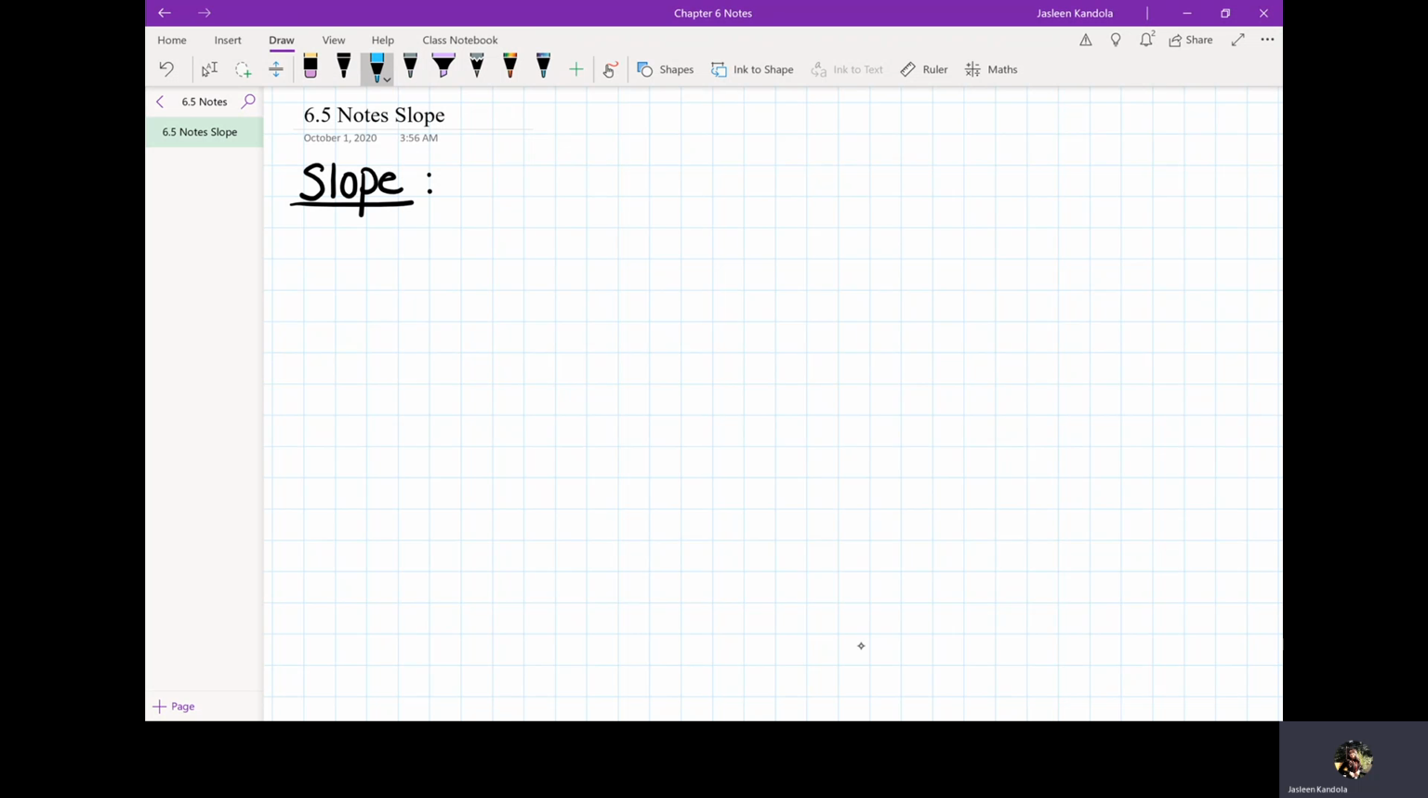So slope is basically how steep a line is. And when we say steep, remember, it's basically the rate of change. It's the rate of change, how one quantity is changing over the other quantity.